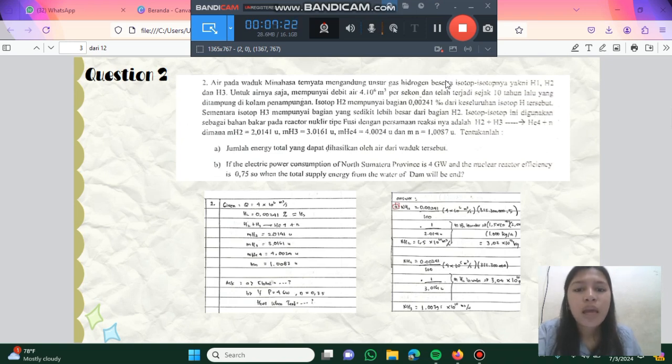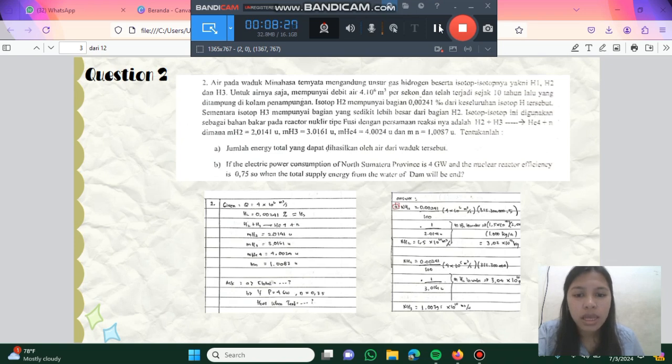For problem A, N of H2 is equal to 0.0241 per 100 times 4 times 10 to the power of 6 cubic meters per second times 350 times 300 times 5. So we can find with the formulas that the mass of H2 in water is 3.02 times 10 to the power of 13 kilograms. So N of H2 is 1.5 times 10 to the power of 10.